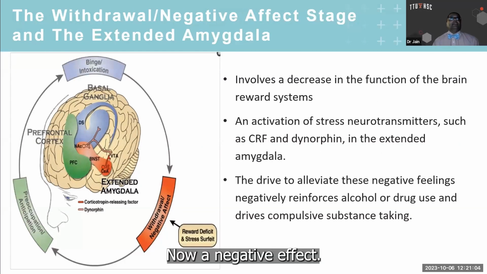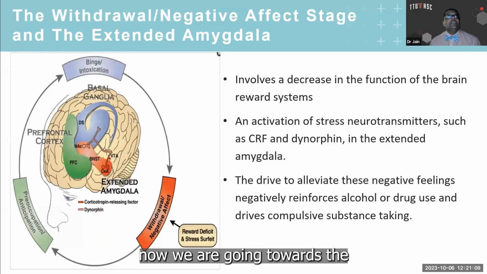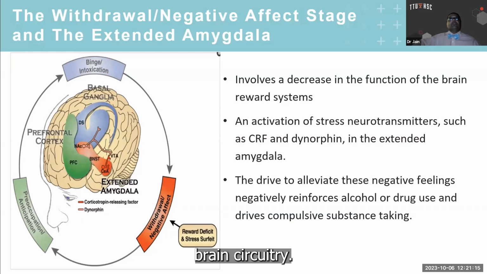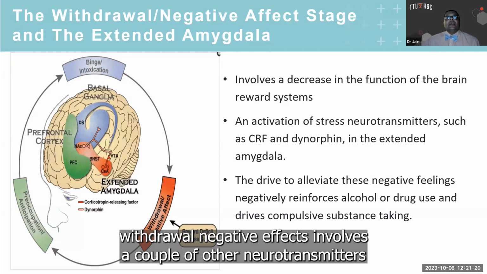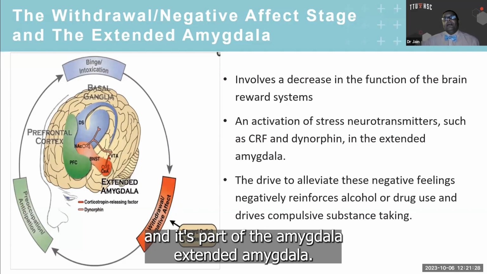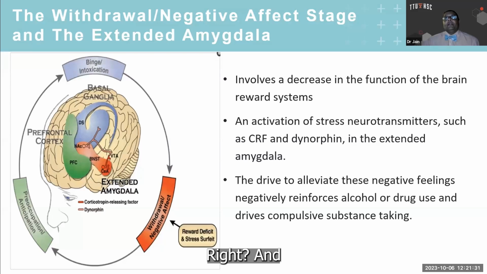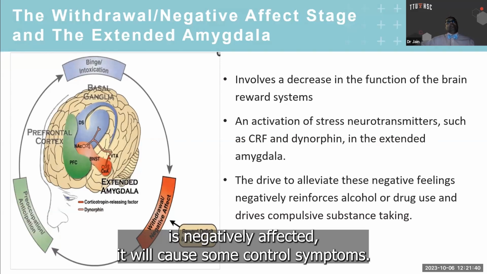Now, if you look at the negative effect of the withdrawal symptoms, now we are going towards the other part of the brain circuitry. This involves a number of different neurochemicals. The withdrawal negative effects involve a couple of other neurotransmitters, including corticotropin-releasing factor and dynorphin. And it's part of the amygdala, the extended amygdala. Right? And so withdrawal involves what? Decreasing the function of the brain reward system. So if the reward system is negatively affected, it will cause some withdrawal symptoms, right?